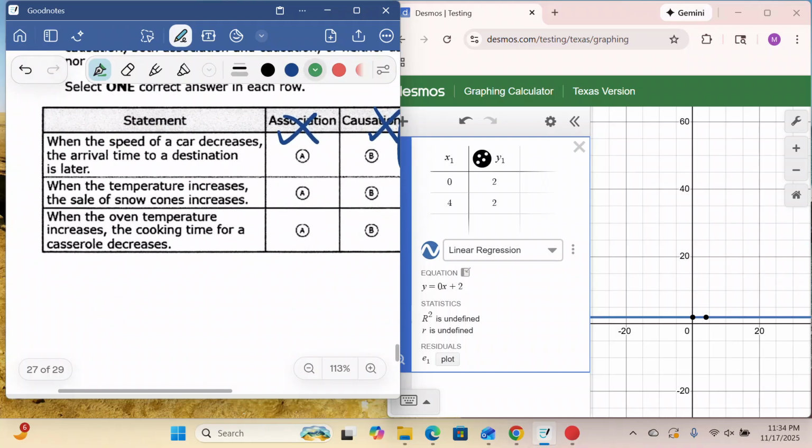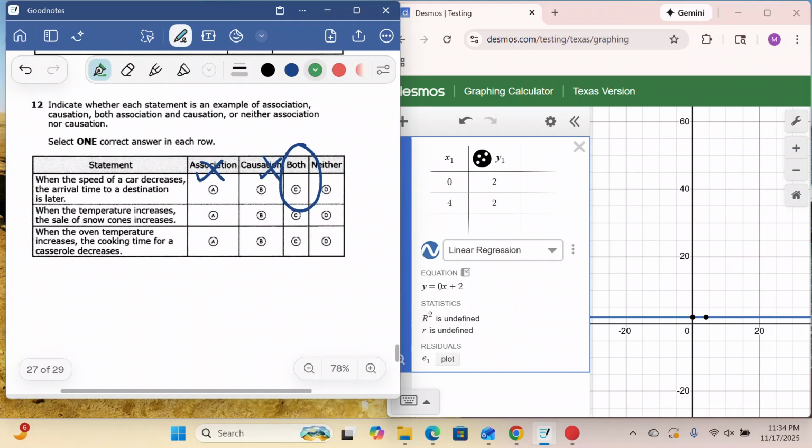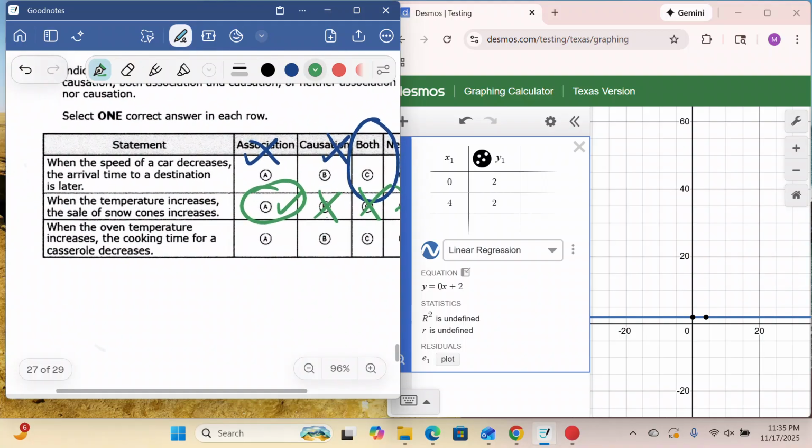If I look at the second one, when the temperature increases, the sale of snow cones increases. So are they associated to each other? Yes. Is it a cause and effect? No, because snow cones can increase in Harlingen but decrease in McAllen. So that is not correct. So it can't be both. It cannot be neither. So it's an example of only association.